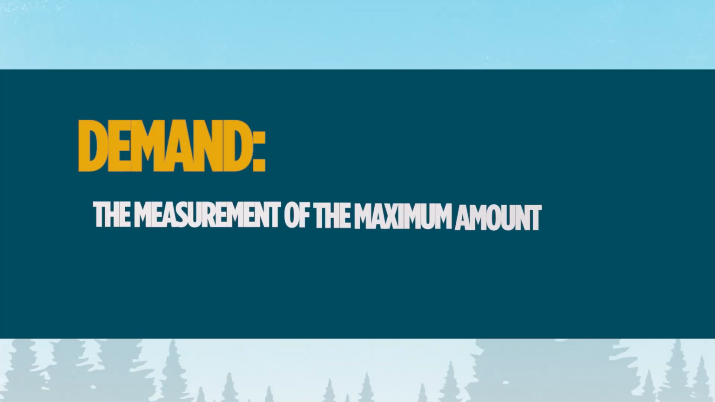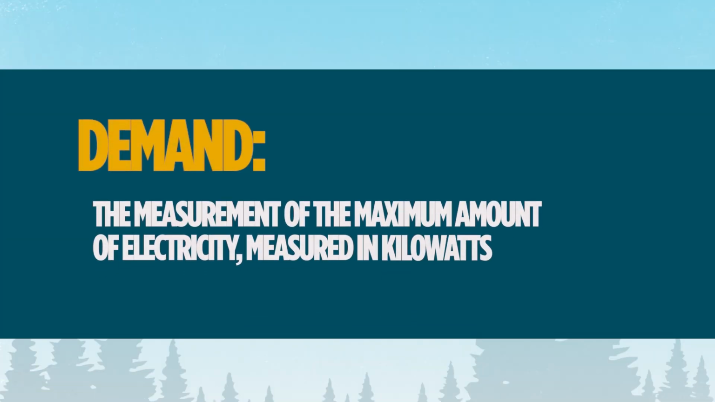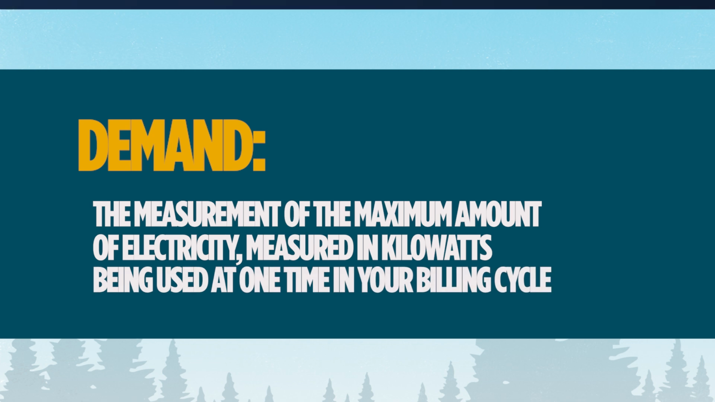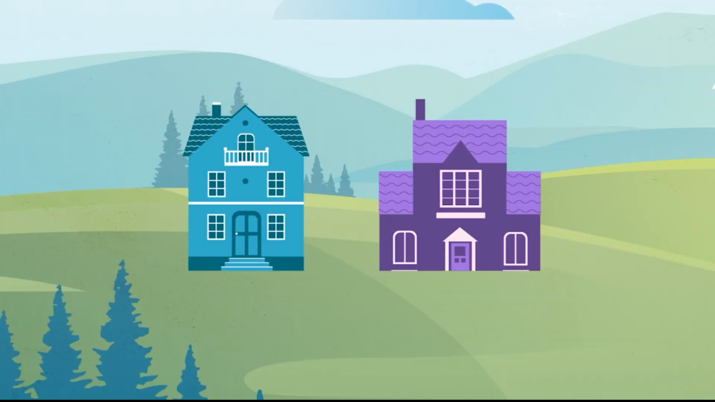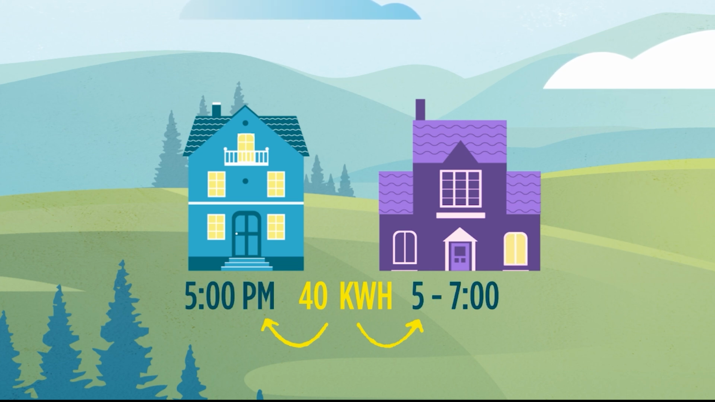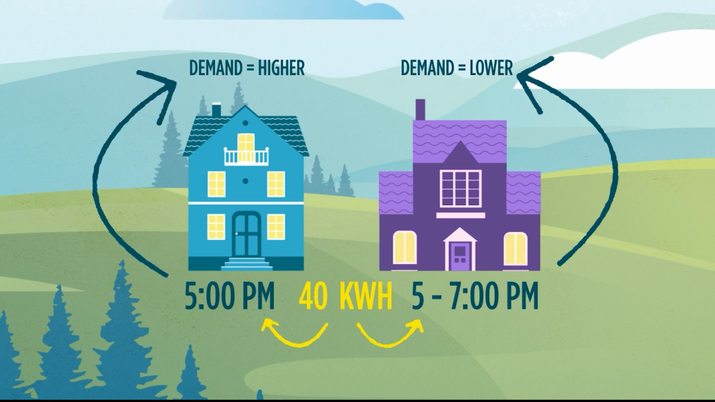Demand is essentially the measurement of the maximum amount of electricity, measured in kilowatts, being used at one time in your billing cycle. You could also use the same total amount of electricity in kilowatt hours as your neighbor on any given day. But if you're using most of that electricity at the same time, your demand is going to be higher than your neighbor's.